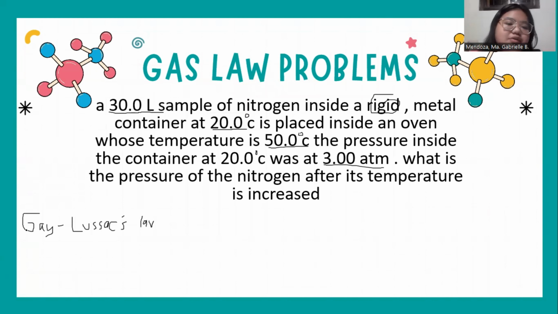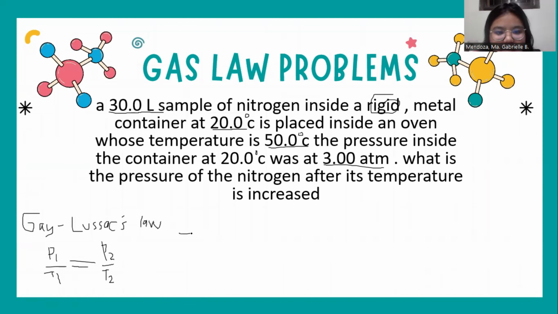So, yeah. Going back now, the formula for Gay-Lussac's law is P1 over T1 equals P2 over T2. Ayan. So here, let's identify the given, para i-jot down lang natin.